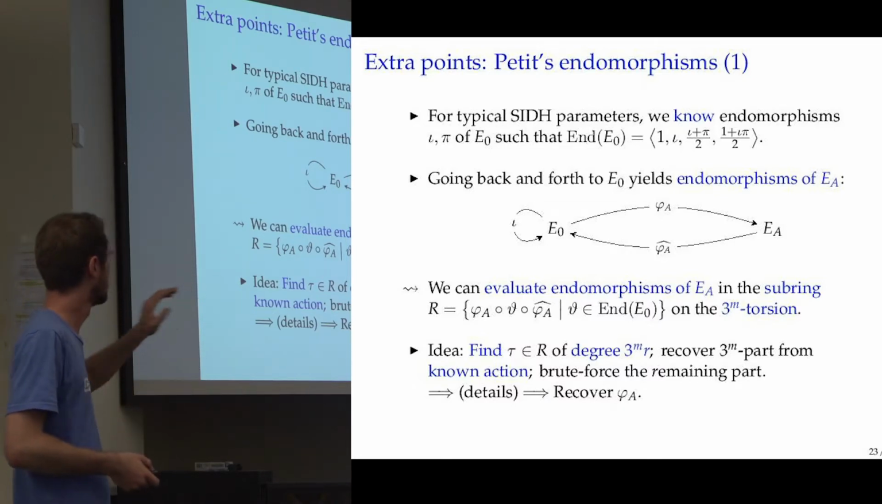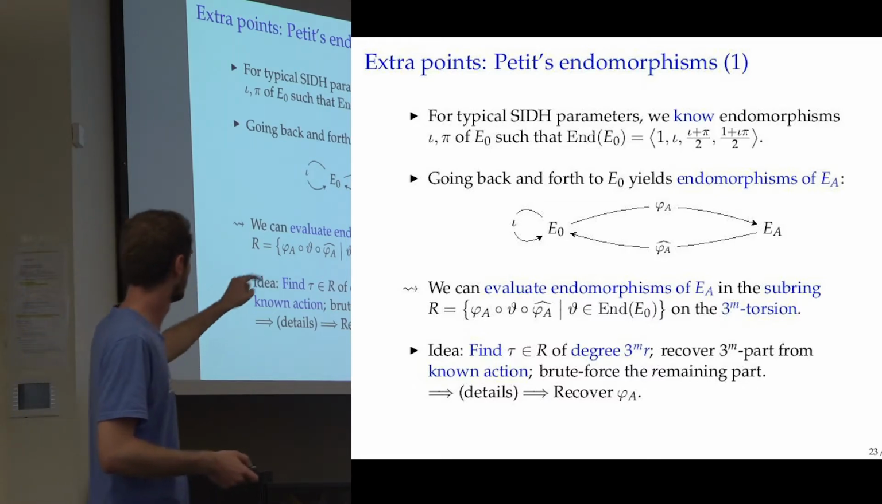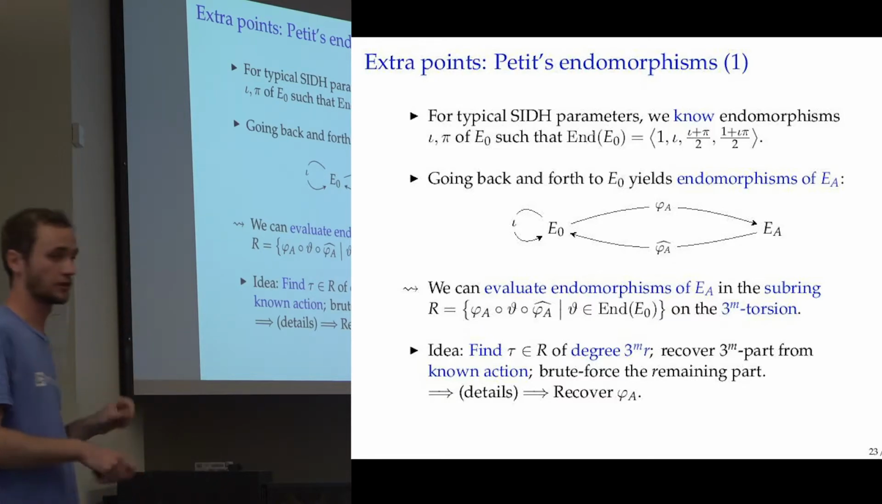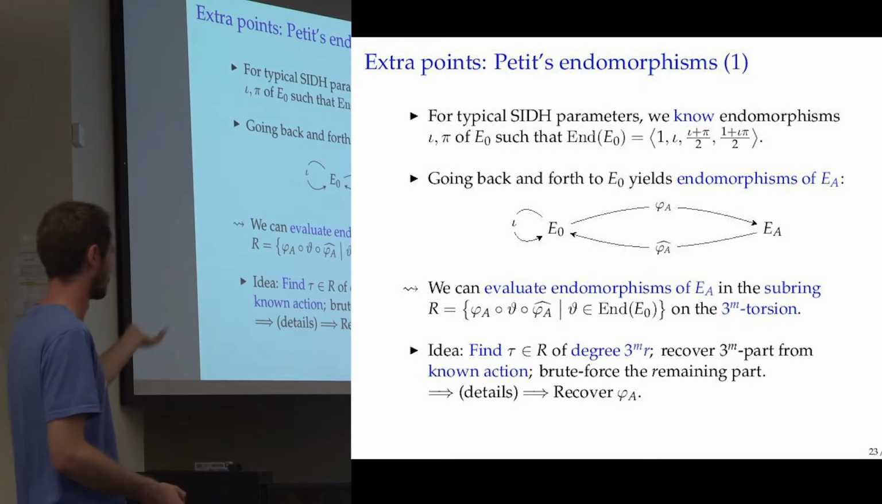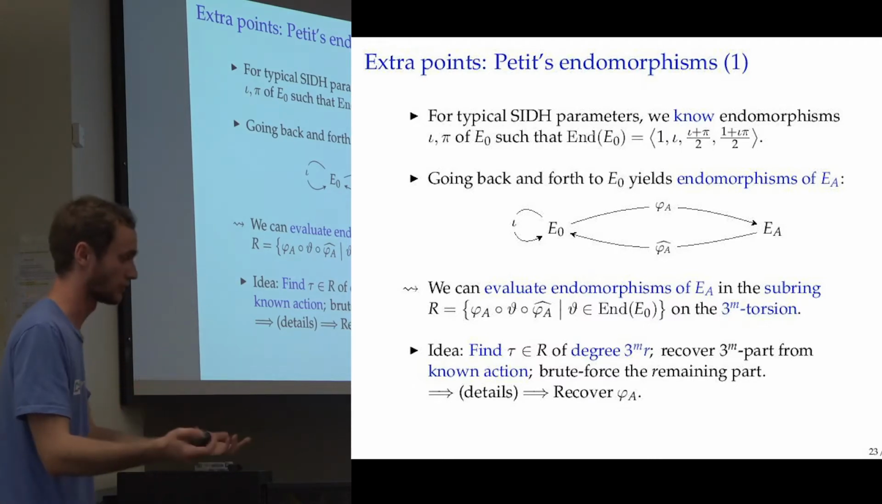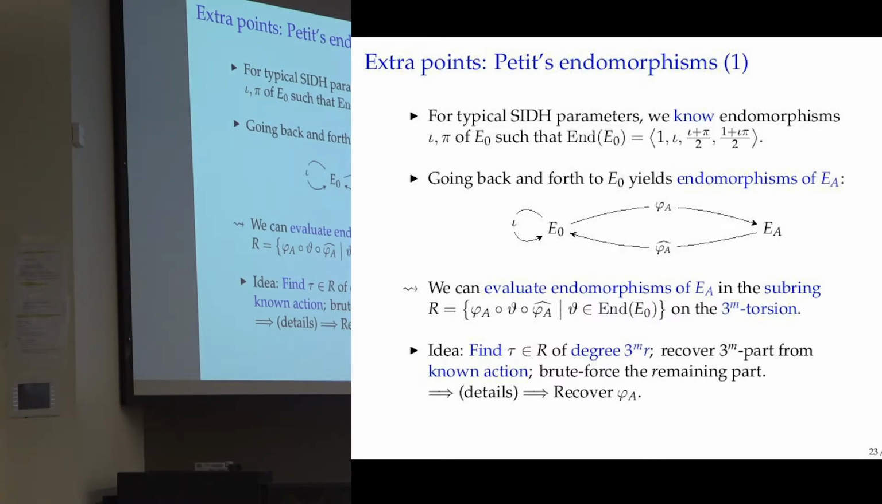So ideally here, you would just find an endomorphism of EA of this form that's of degree 3 to the m, and then you're done, because we know what this endomorphism must be on the 3 to the m torsion, so we have the kernel, so we're done.